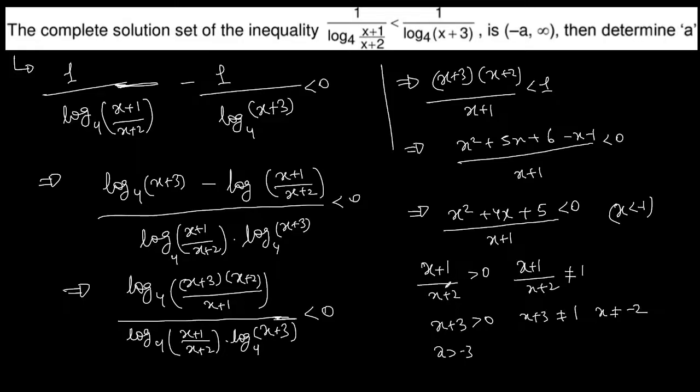From here x is minus 2, minus 1. X belongs to minus infinity to minus 2 union minus 1 to infinity. We are told x is bigger than minus 3, so x belongs to minus 3 to minus 2 union minus 1 to infinity.